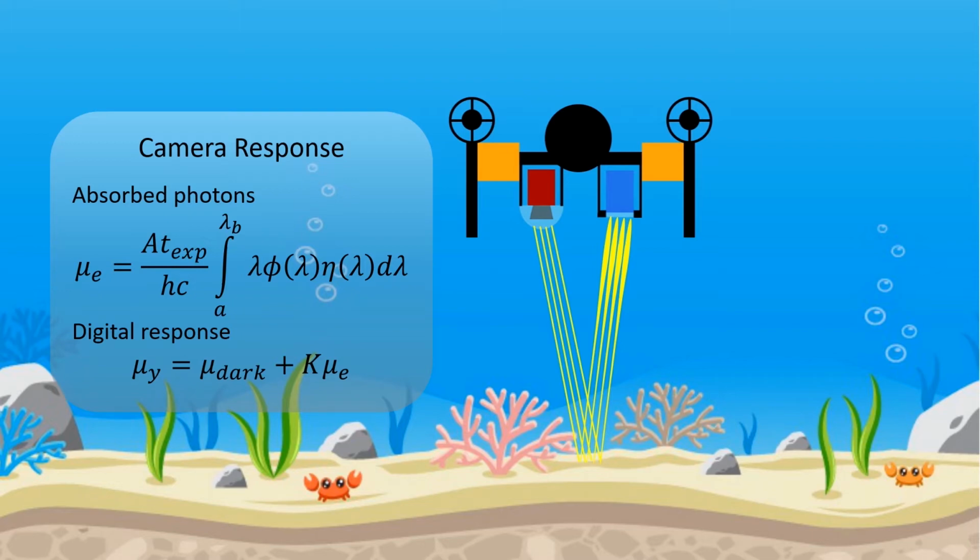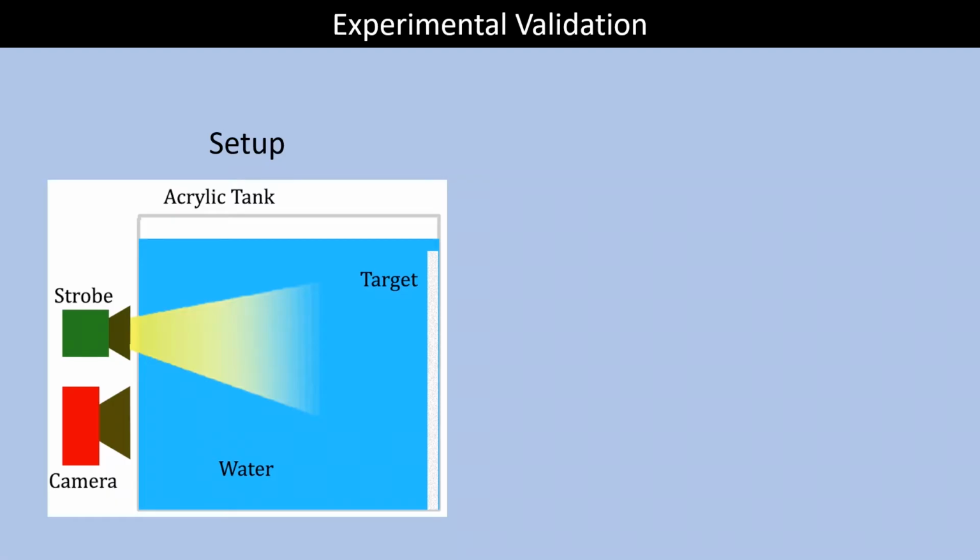The digital sensor response is then calculated as the sum of the sensor mean dark signal and the number of absorbed photons multiplied by the system gain k. We experimentally validated this camera response formation model with a lab water tank setup illustrated in this figure.